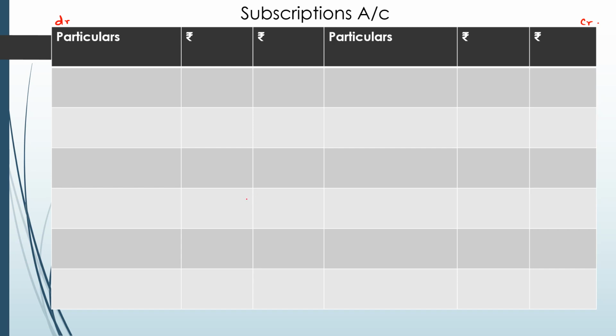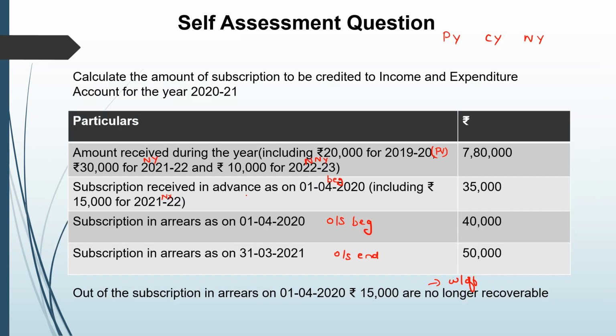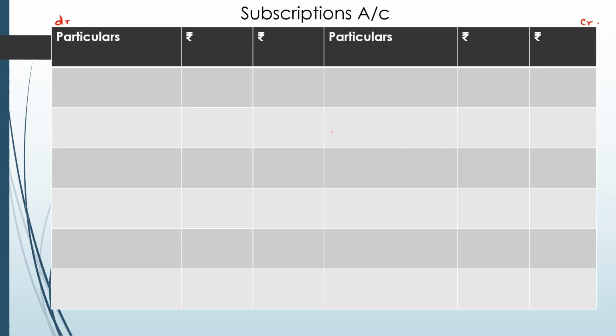Now we start the account with the amounts here. The amount received is 7 lakh 80,000, so we take it here. It would come here by bank account. I'm going in a systematic manner. So this is the amount which has been received entirely. I'm taking it here, whatever has been received.